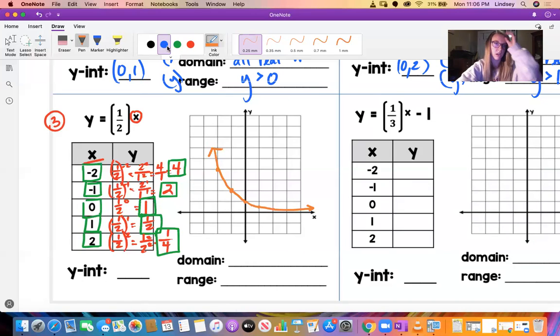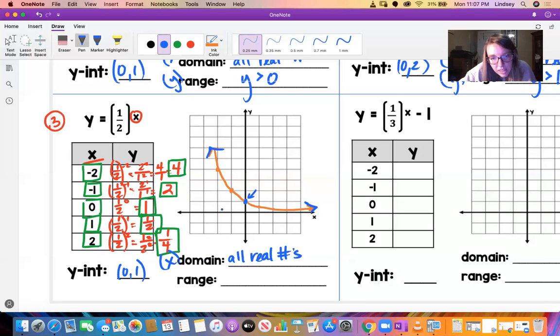Boom. All right, so let's answer these questions at the bottom. Y-intercept, where is it crossing the y-axis? Right there at 0, 1. Our domain, how far does it go from the left and the right on the x-axis? Once again, it goes on and on forever that way, on and on forever that way. So all real numbers.